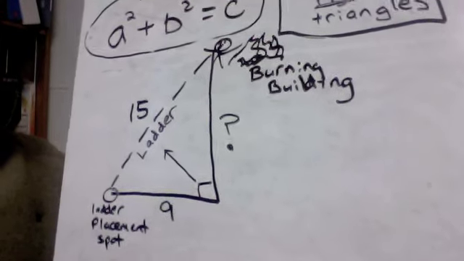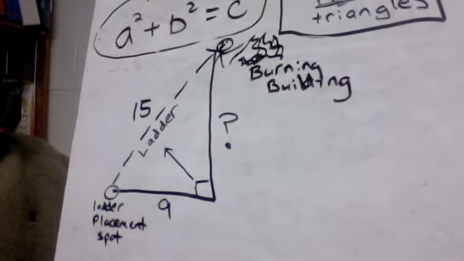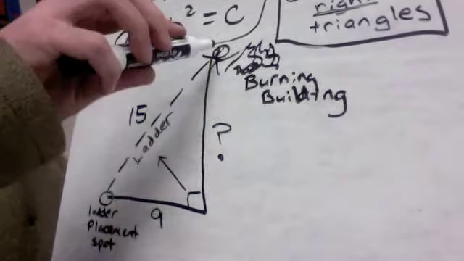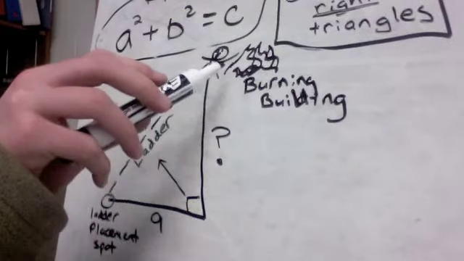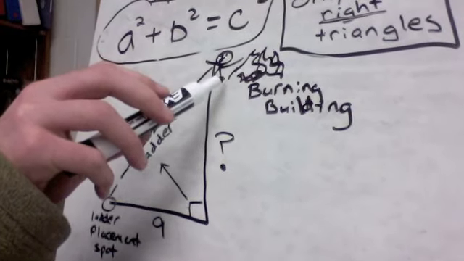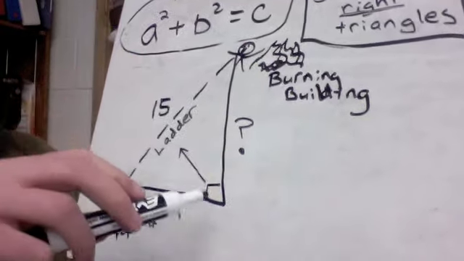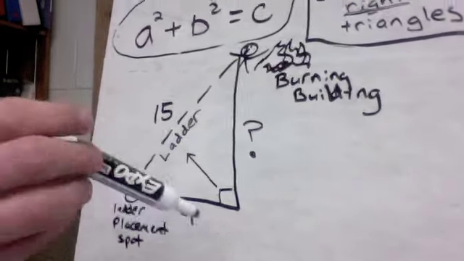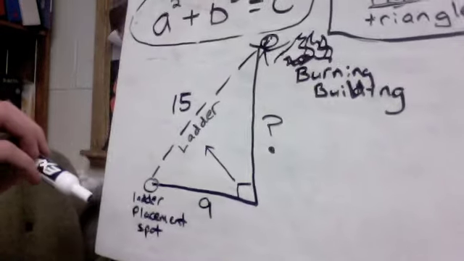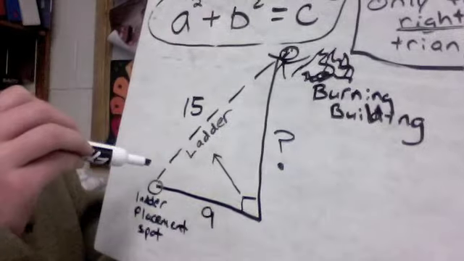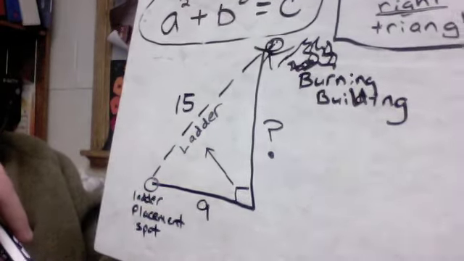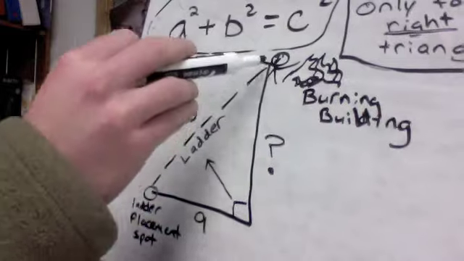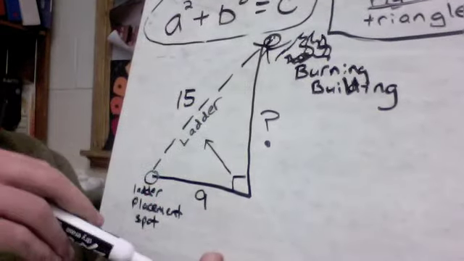Alright, for the next problem, here we've got a burning building that's on fire, and we've got a person that is stuck up here in the window. The ladder for the firefighters has to be 9 feet away from the building, and this is the ladder, which is a 15-foot ladder. I want to know how tall or how high up is the building window.